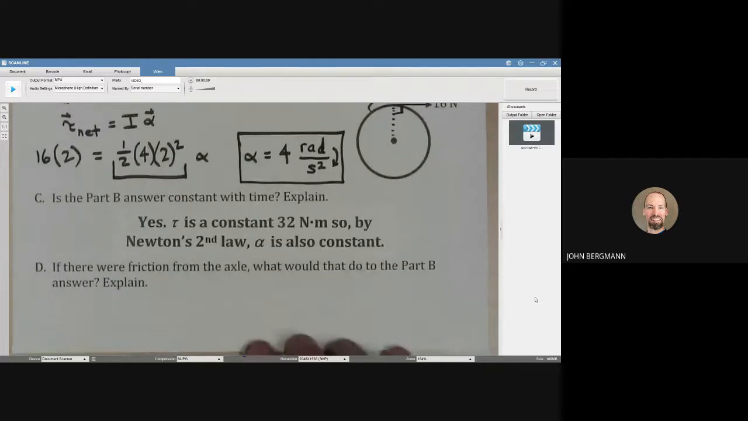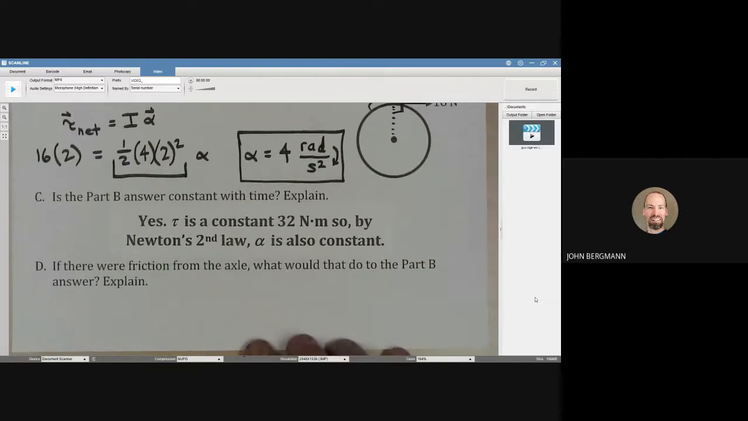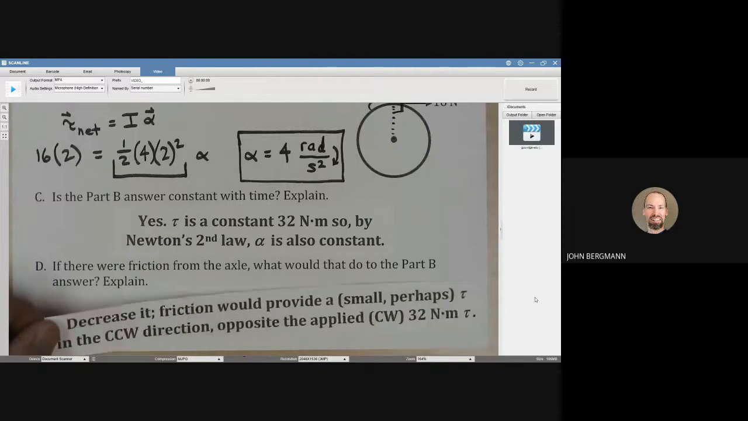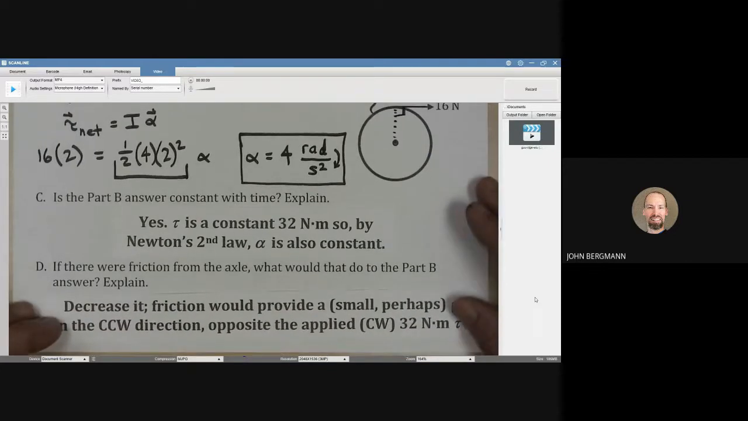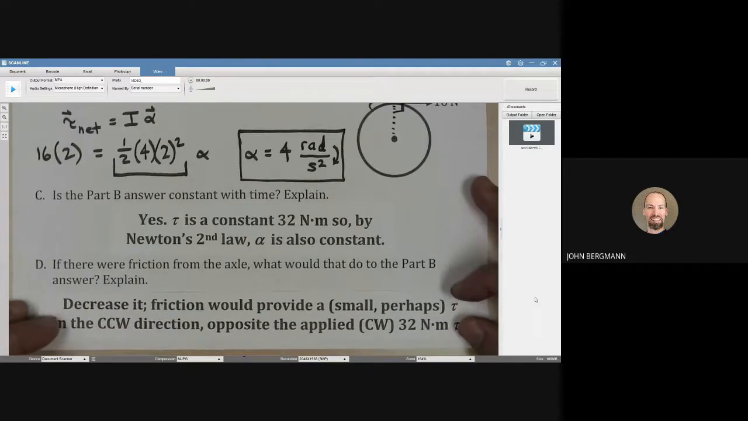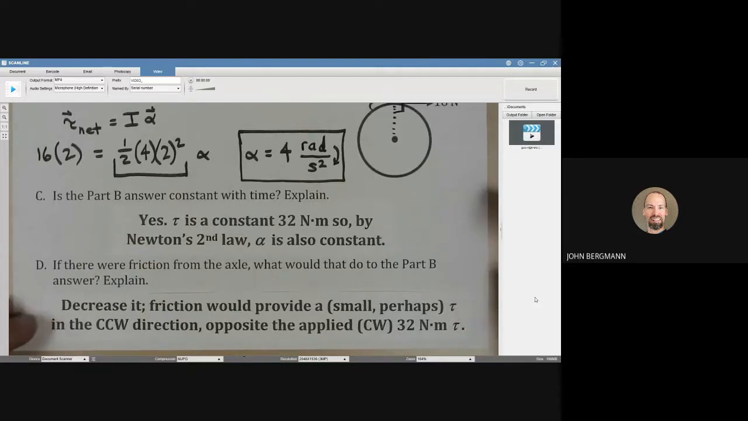If there were friction from the axle, what would that do to the part B answer? It would decrease it. Friction would provide a small, perhaps, torque in a counterclockwise direction, opposite the applied 32 newton meters. And so our value of alpha would be somewhat less if we had friction.